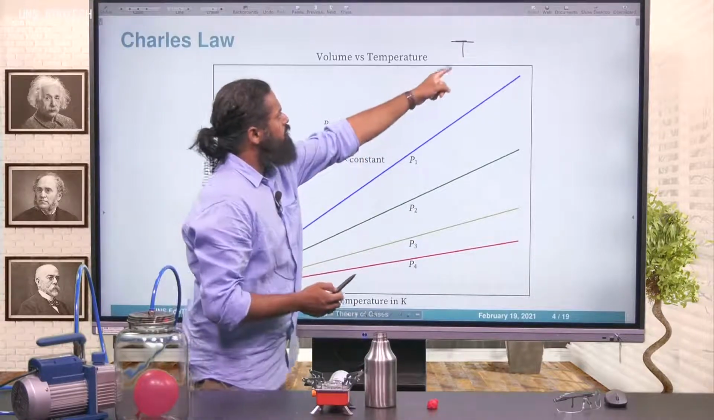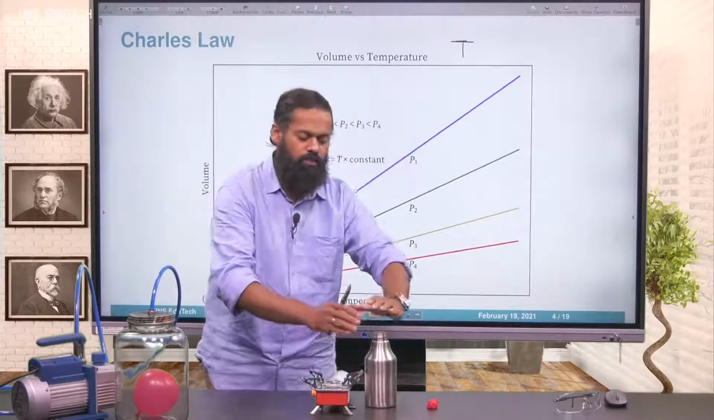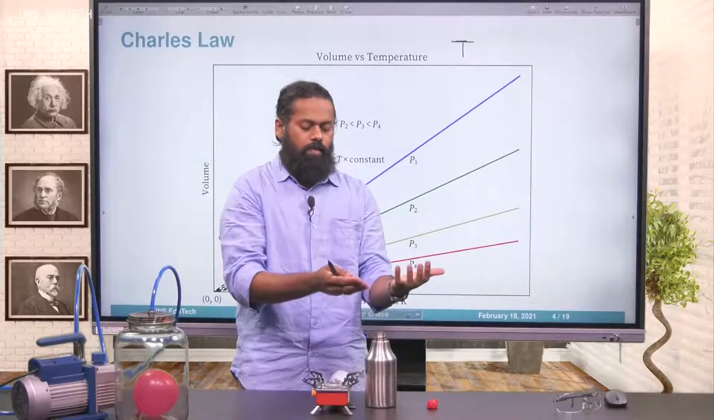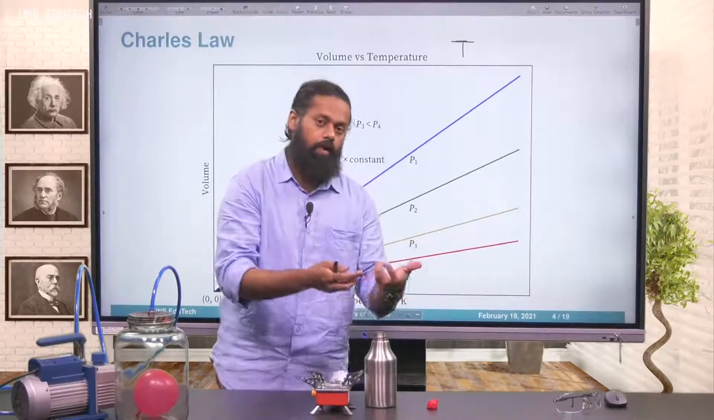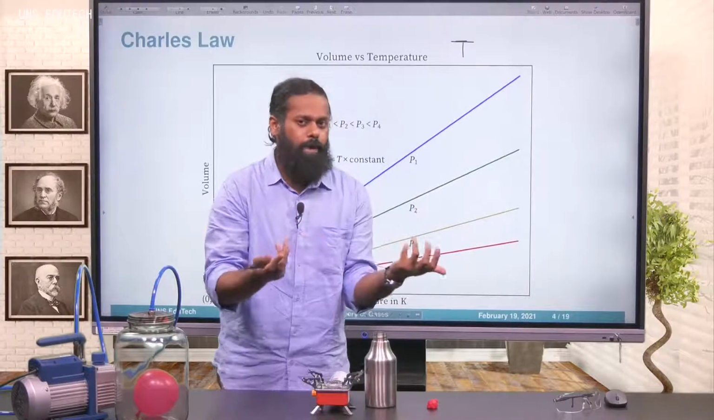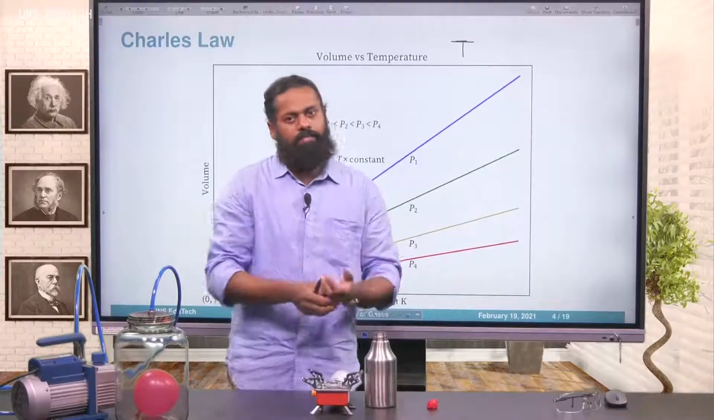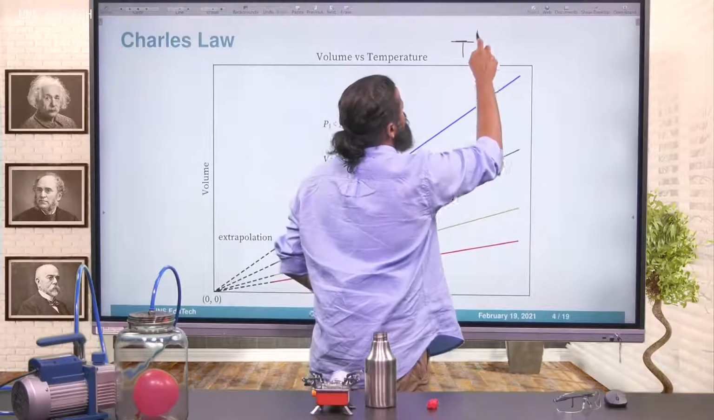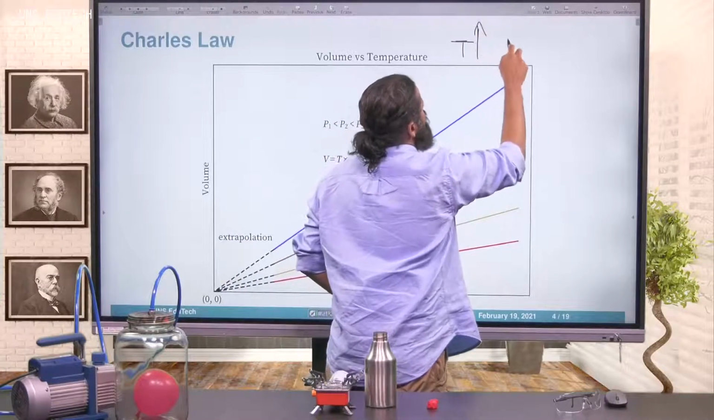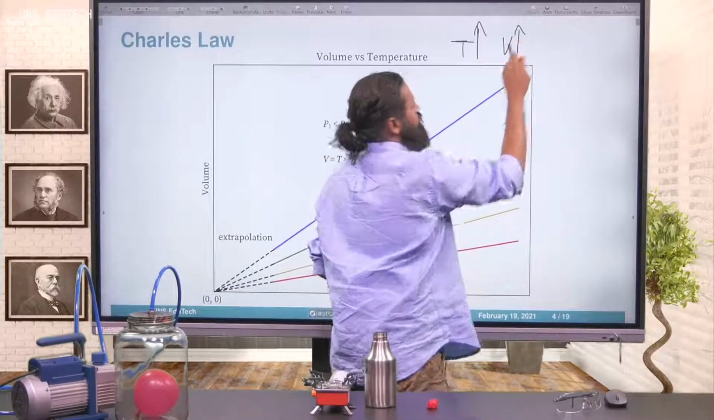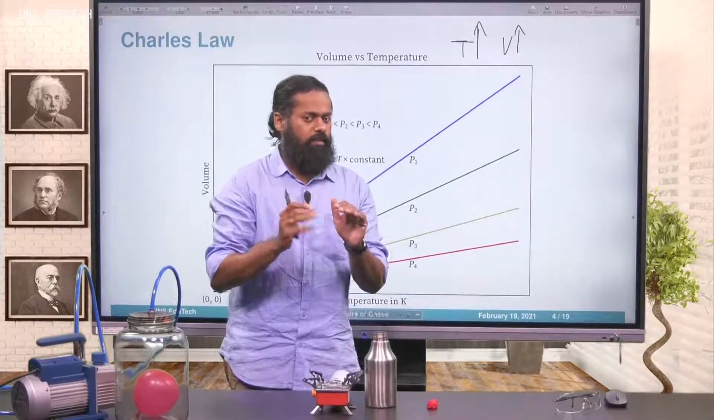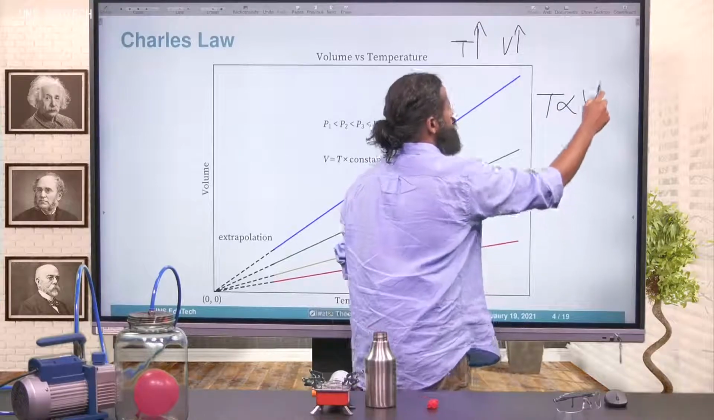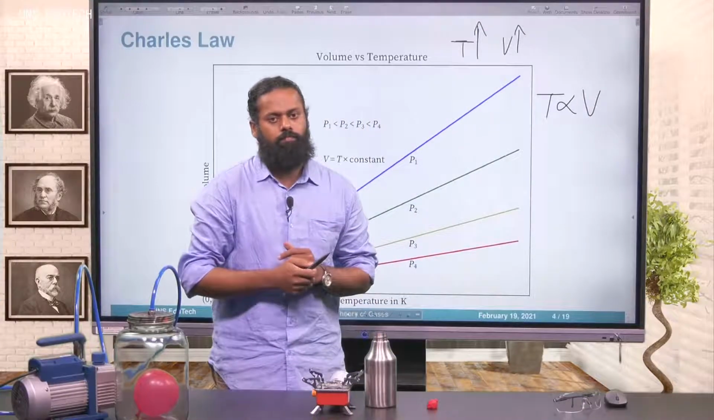So here what happens is, I told you the pressure is constant. If you are allowing the system to expand as you are heating, the pressure will not change because you are allowing the system to expand. So you can see that when you are raising the temperature, the volume is changing. The volume of the system is changing and pressure is maintained constant. That means T is directly proportional to V. So this relationship is called Charles' law.